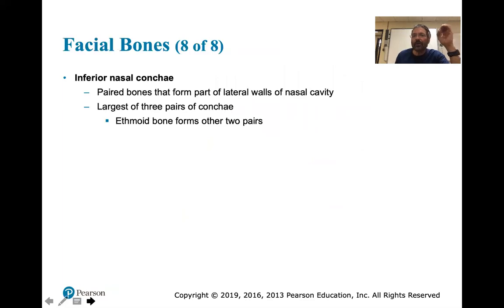All right, so the inferior nasal conchae. Conchae, think of those conch shells. You're supposed to hear the ocean in them. That's how they got their name, by that shape. A pair of bones that form part of the lateral walls of the nasal cavity. Largest of the three bones of the conchae. The ethmoid bone forms the other two pairs. So when you're looking at the ethmoid bone or that area, start orienting yourself to that.